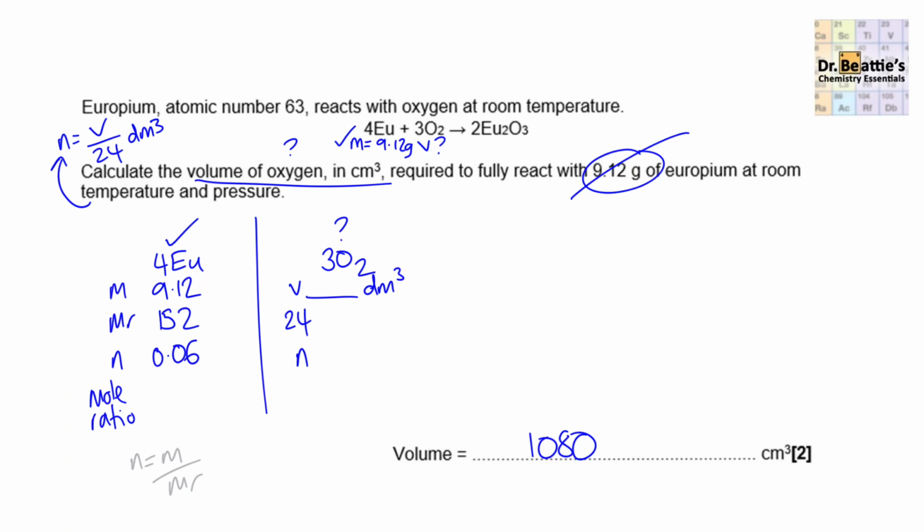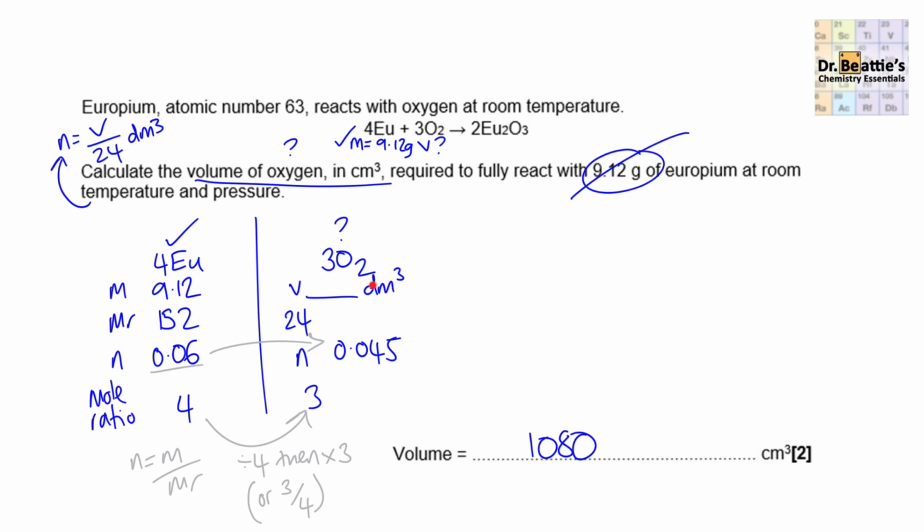Mole ratio, obviously coefficient here is 4, coefficient here is 3, so it's a 4 to 3 ratio. This is dividing by 4 first, timesing by 3. Dividing by 4 gives you 1 unit, and then you multiply that by 3 to get you 3 units worth. Or you can think of it as fractions, 3/4. So we're going to take our number of moles that we've worked out for europium. We're going to do the same operation as our mole ratio, and we're going to get the answer 0.045.